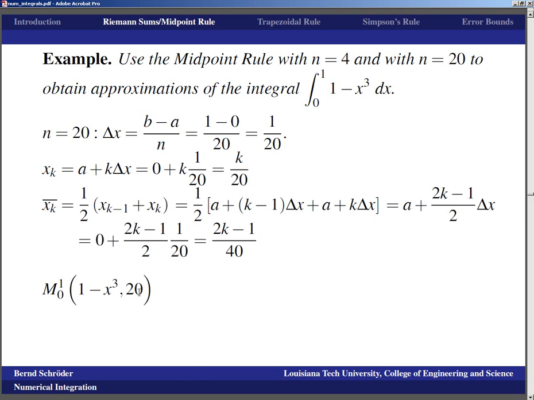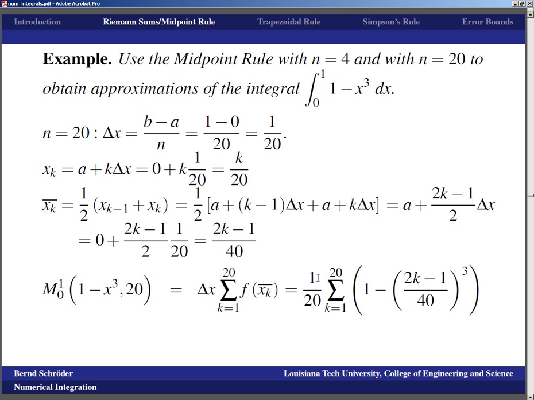And so the midpoint evaluation, therefore, is sum delta x, k equals 1 to 20, f of xk bar, which is 1/20th sum k equals 1 to 20, 1 minus 2k minus 1 over 40 cubed. So even though the number that we're plugging in now is a bit more complicated, it's still the same story here, right? So now if we evaluate that, it ends up being 2,401 over 3,200, and we're not going to simplify that fraction.